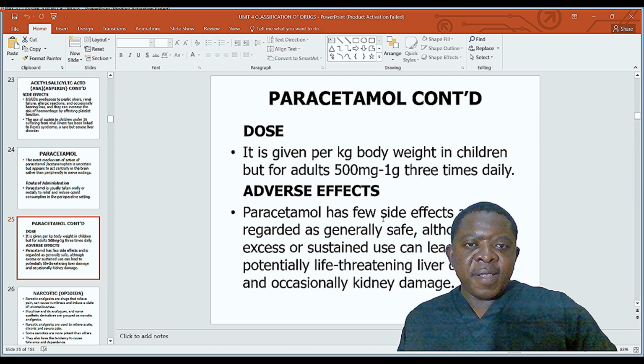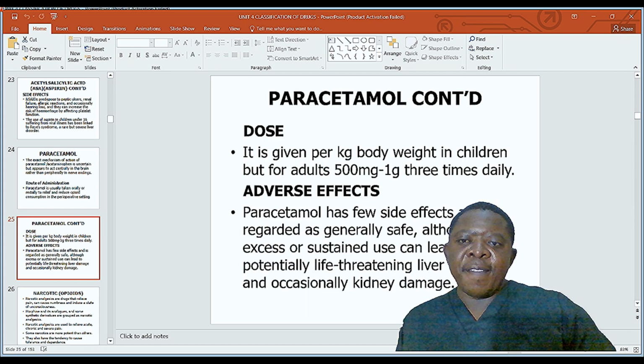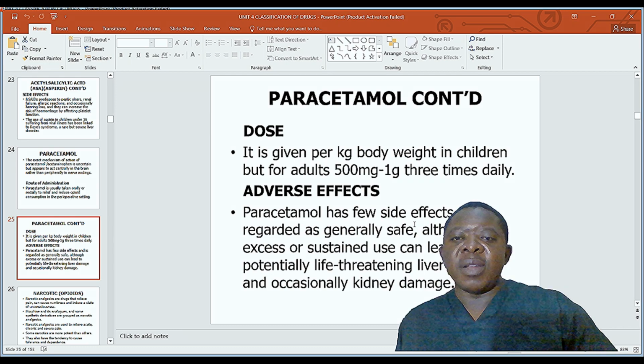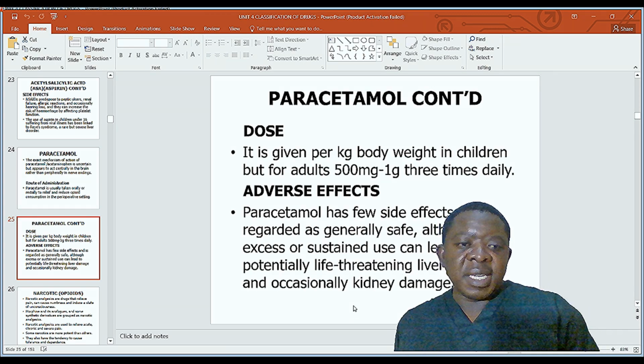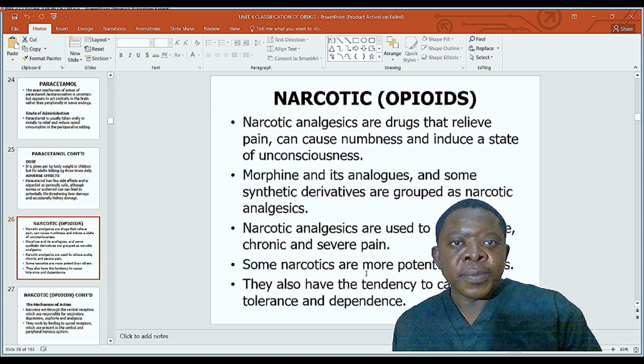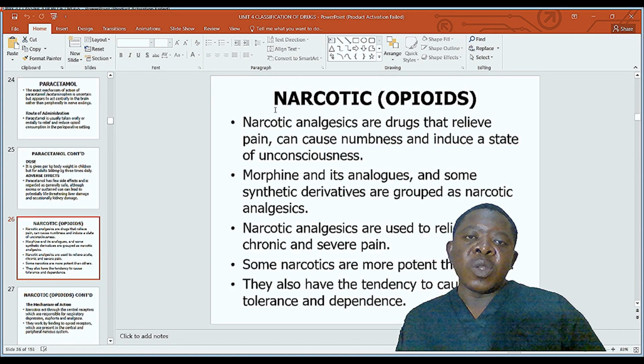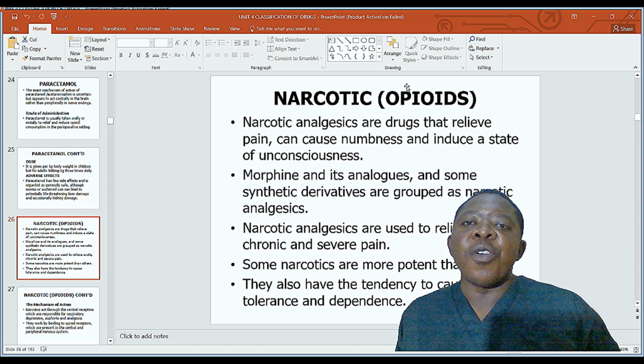Adverse effect: paracetamol has few side effects and is regarded as generally a safe drug, although excess or sustained use can lead to potentially life-threatening liver damage and occasionally kidney damage. Okay, so now let us look at narcotics or opioids.